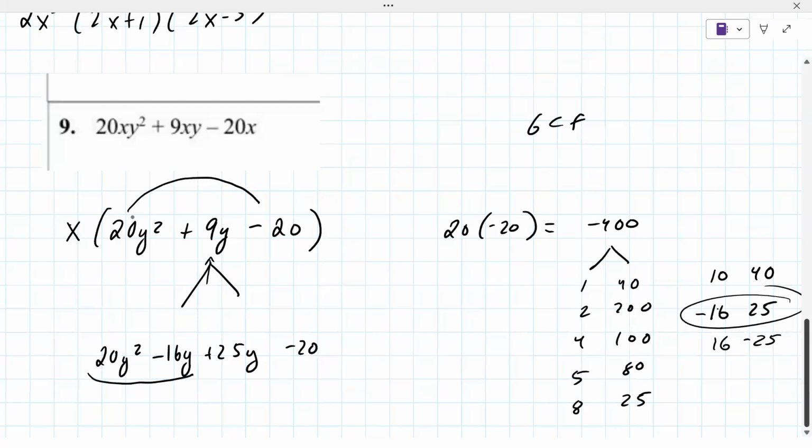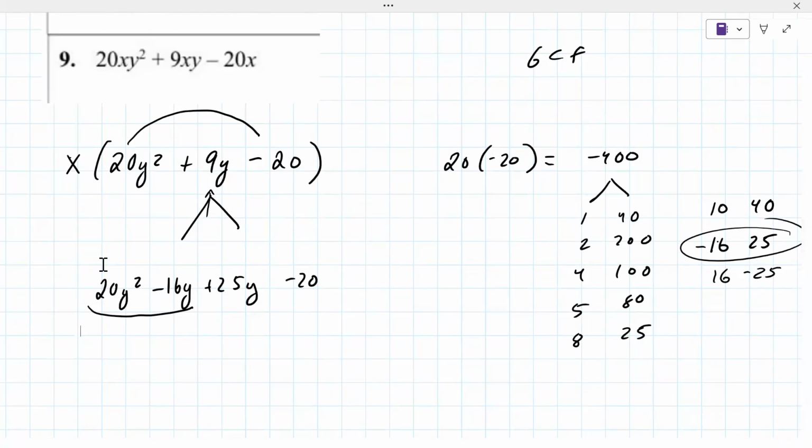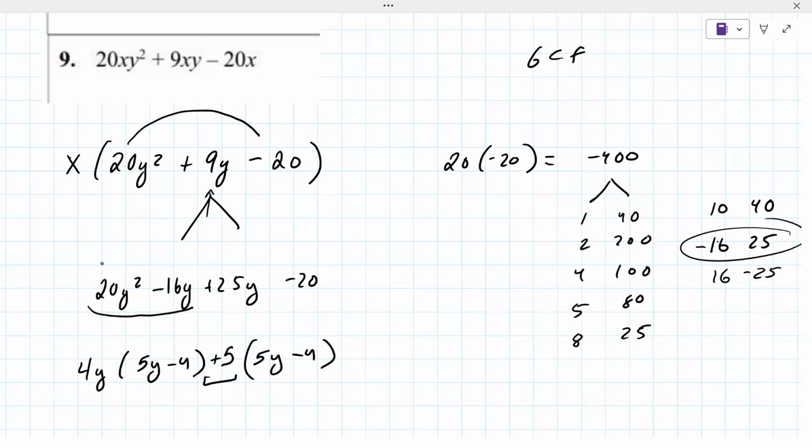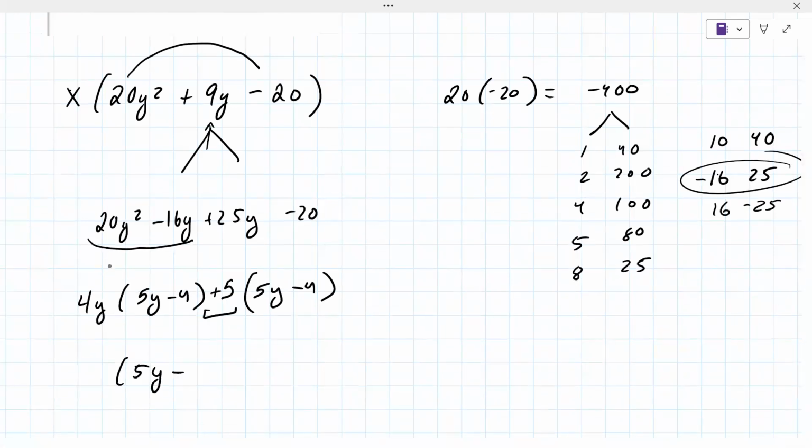And you're again finding the GCF between those first two. What goes into both of those? 4y. And that becomes 5y minus 4. What goes out here? 5? Negative 5? No, wait, hold on. Yeah, negative 5. No, wait, plus 5. Sorry. Yeah, one or the other. So then it becomes 5y minus 4, 4y plus 5. And then don't forget to bring the x down.